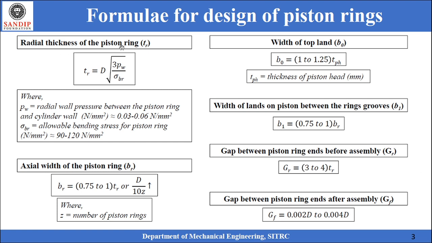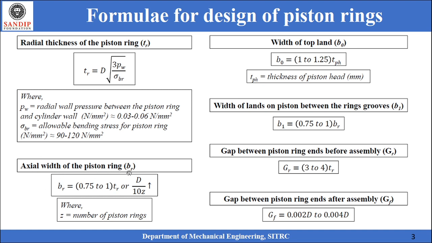First is the radial thickness of a piston ring, tr, given by D under root 3 Pw upon sigma br, where Pw stands for the radial wall pressure between the piston ring and cylinder wall. Typically it is taken as 0.03 to 0.06 Newton per mm square. Sigma br is the allowable bending stress for the piston ring. Its value is taken between 90 to 120 Newton per mm square for materials such as cast iron and steel, which are typically used for piston rings.